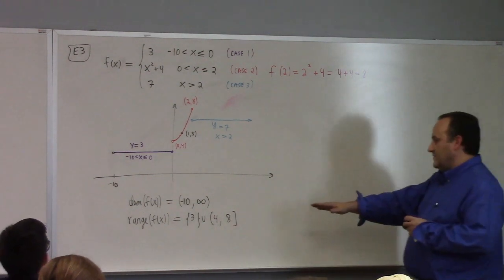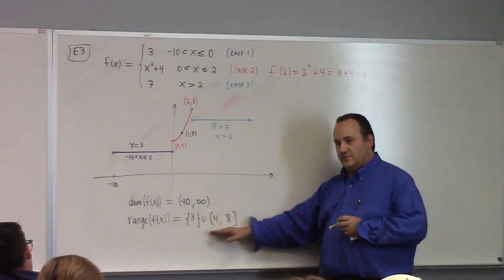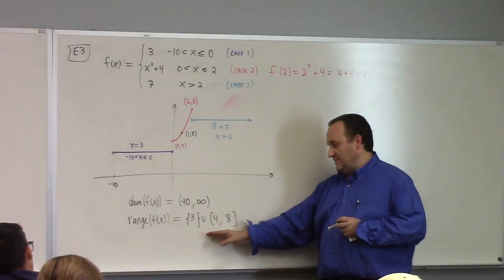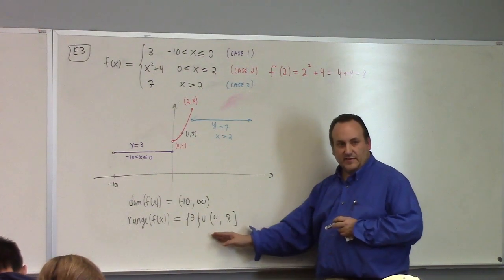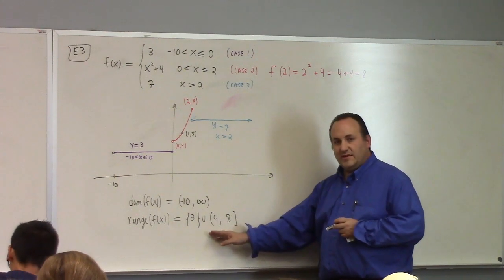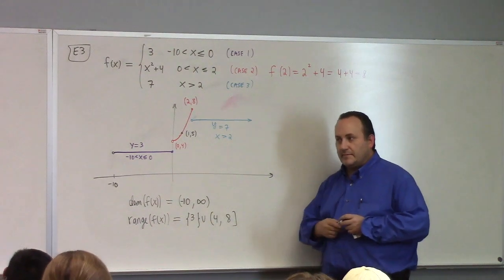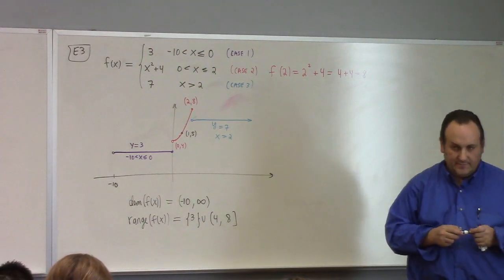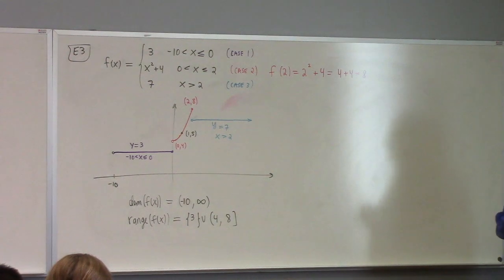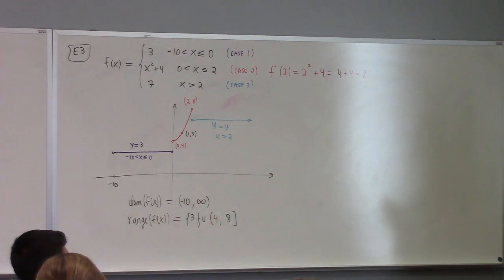This notation is interval notation. It means we're covering all y values between 4 and 8. There are infinitely many numbers in this little set. Every single real number between 4 and 8, with 8 included and 4 excluded, is in this set. This is interval notation, which is one of the class's favorite notations, I'm told. If we could find a way to make every possible answer use interval notation, that would improve the quality of the course overall, right?